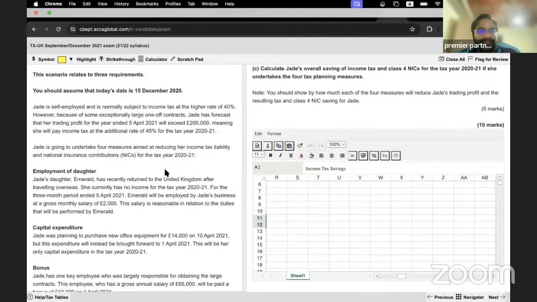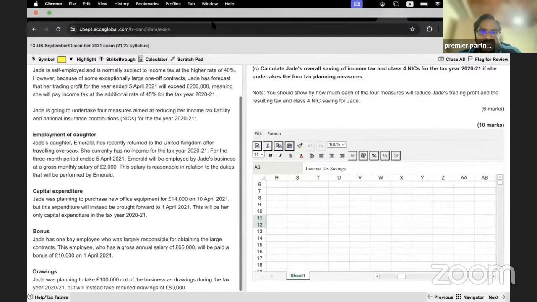Great. Then let's walk through the question, the balance part of the scenario. Last point, simply what you need to do is show what kind of an impact each of these measures will have. So we just need to show the impact on the income tax as well as on the NIC.